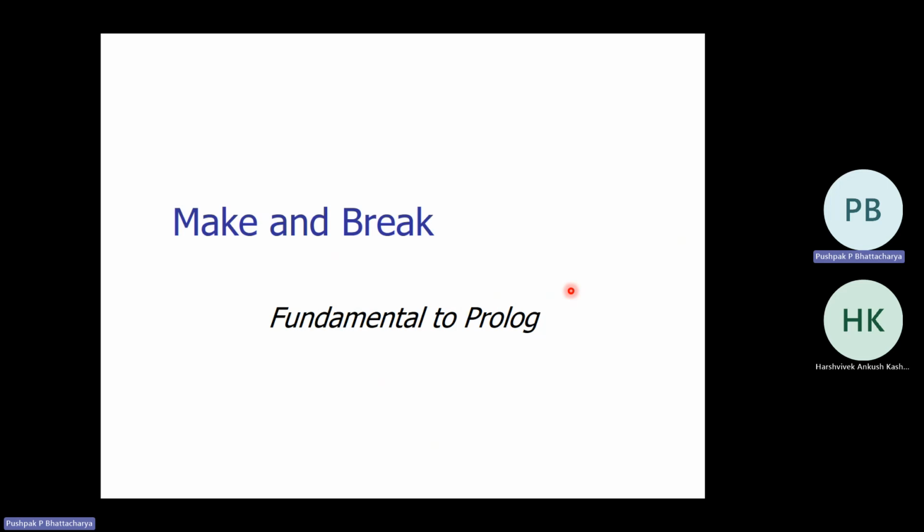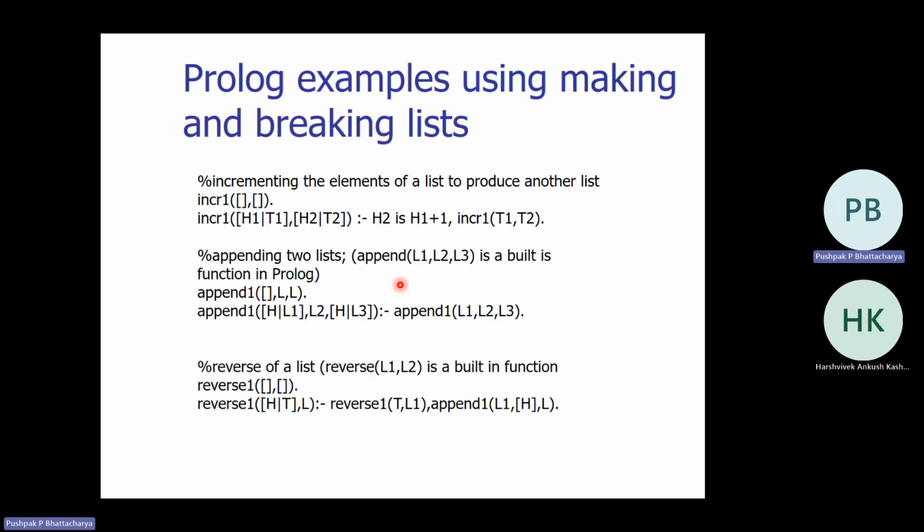So rules are the statements. Now a very nice operation in Prolog is called the make and break operation. So that's very, very basic. I'll take one or two examples and then finish this discussion. So, Prolog examples using making and breaking of lists. Prolog works only with lists. That is the only data structure in Prolog. Suppose I want to increment the elements of a list to produce another list. So if I am given 1, 2, 3, produce 2, 3, 4.